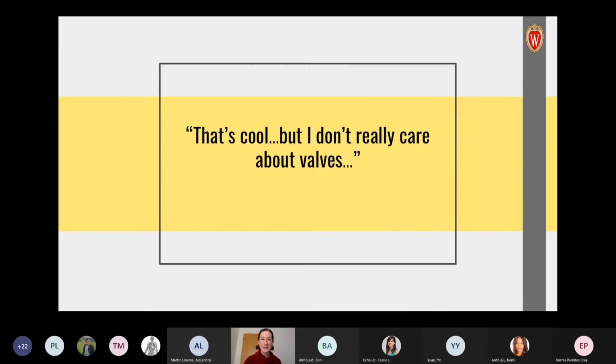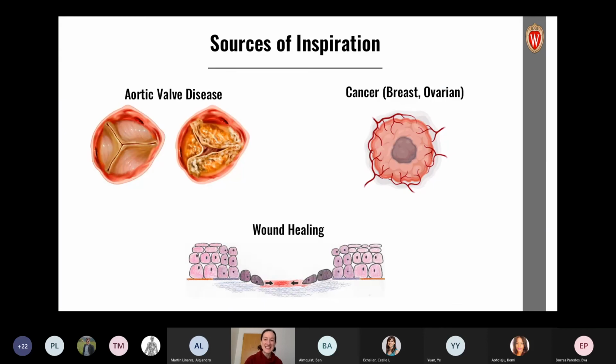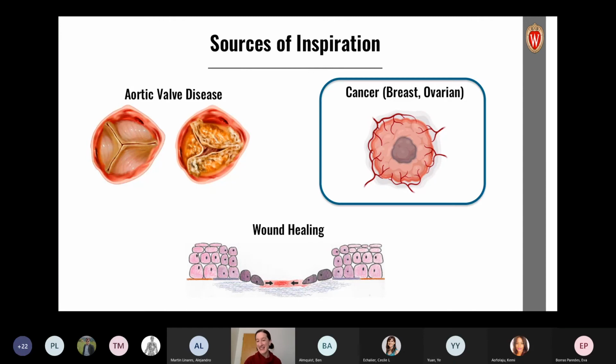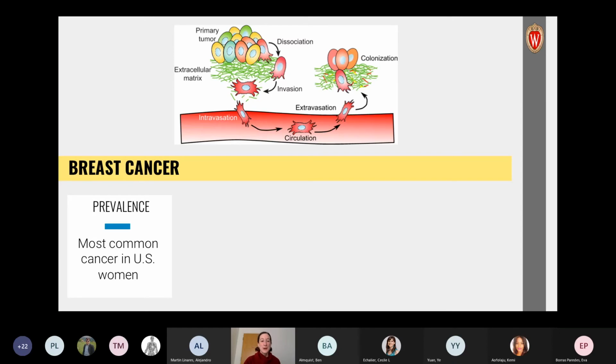Okay, so you might be thinking, that's cool, but I don't really care about valves. A lot of people don't think about heart valves in their everyday lives, and that's totally okay, although it is a really important disease. But I'll spend these last few minutes just talking briefly about breast cancer, which is something that more people tend to be a little bit more familiar with. So breast cancer, sorry, my stats are US specific. It is the most common cancer in US women.